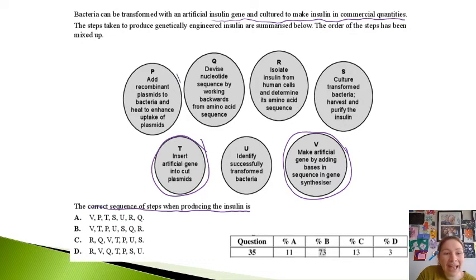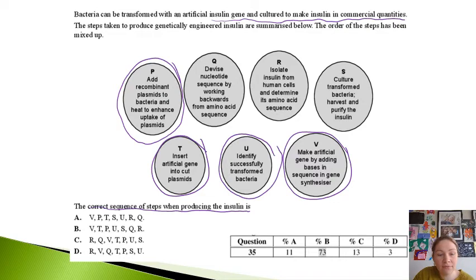Following that, we add the recombinant plasmid, the plasmid that's had the gene inserted, to bacteria, and heat to enhance the uptake of this plasmid. We then identify successfully transformed bacteria. The cultured transformed bacteria are harvested, and then we purify the insulin. Then we devise a nucleotide sequence by working backwards from the amino acid sequence. Then we isolate the insulin from human cells and determine its amino acid sequence.